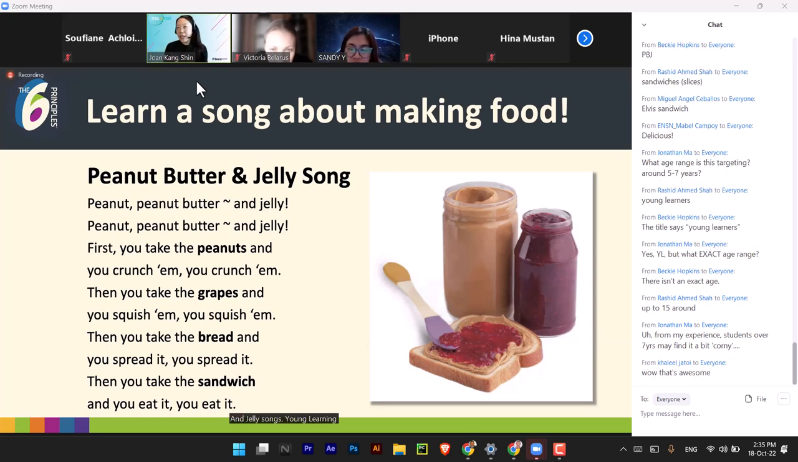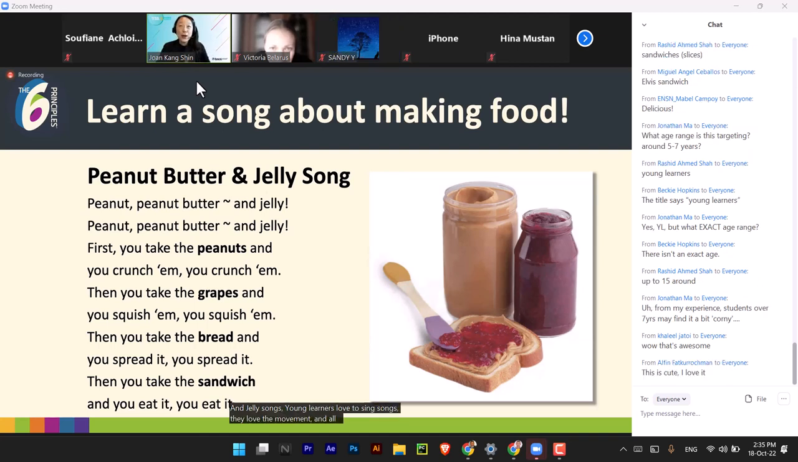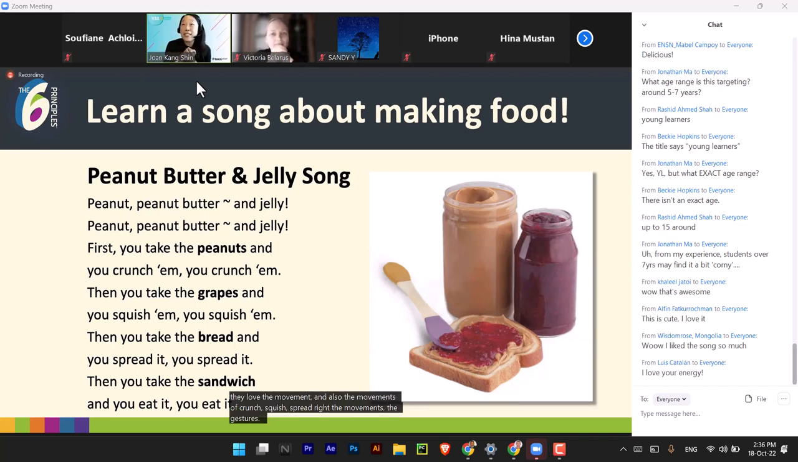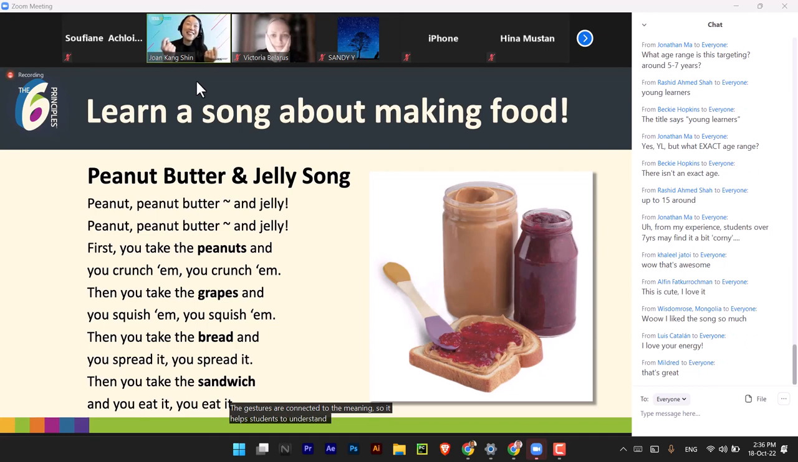Young learners love to sing songs. They love the movement and also the movements of crunch, squish, spread, right? The gestures are connected to the meaning. So it helps students to understand the song and aids in retention, right? All right. So that's the peanut butter and jelly song.